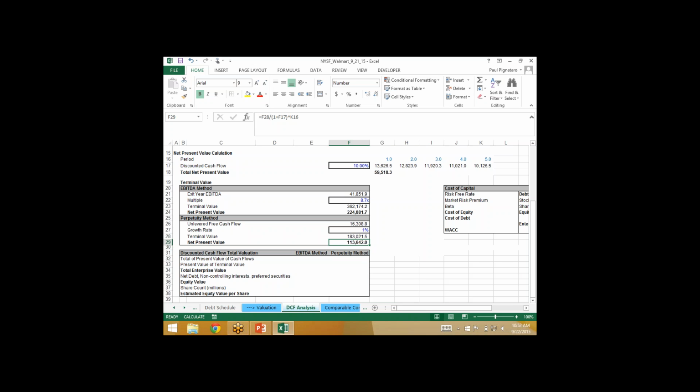Gotta add it. Absolutely. So down here, this is where we lay out side by side the value based on the EBITDA method versus the value based on the perpetuity method. So first, let's do the EBITDA method first. What is the total present value of all cash flows? That's this 59518. Then it says, what's the present value of the terminal value? Meaning in this case, the EBITDA method terminal value. And you add to get the total enterprise value.